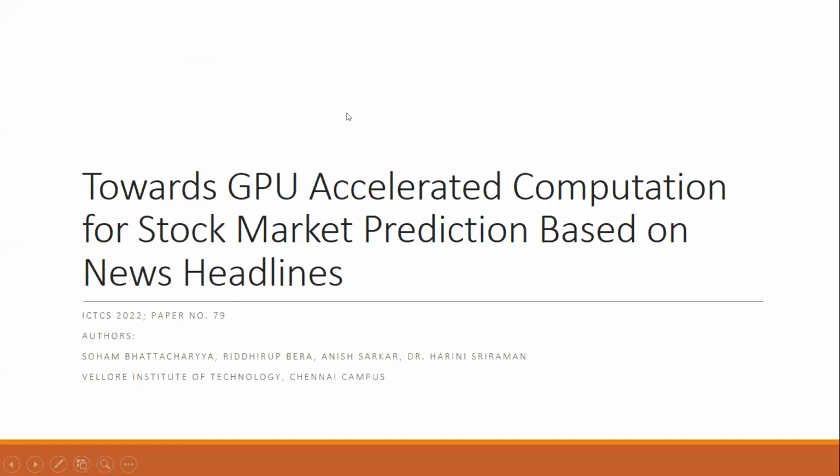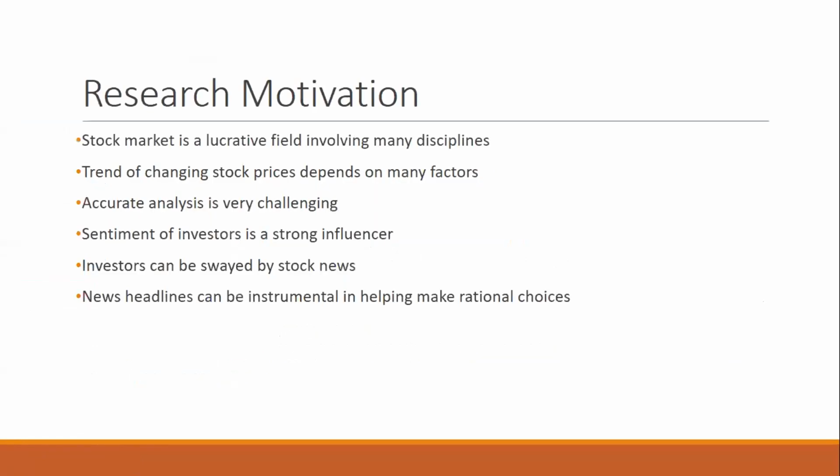Okay. So I'm Soham Bhattacharya. I'm going to present on our paper titled Towards GPU Accelerated Computation for Stock Market Prediction based on news headlines. So opening with our research motivation, stock market movement has the potential to tell the future worth of a company's stock. The foresight of a stock's future price is very crucial as it could yield significant profit. And this field engages disciplines such as statistics, programming, data science, etc.